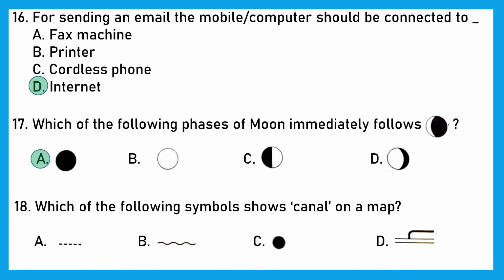Question 18. Which of the following symbols shows canal on a map? Can you answer that? Option A is of trail. Option B is basically river. Option C is well. And option D shows canal. So option D is the right answer.